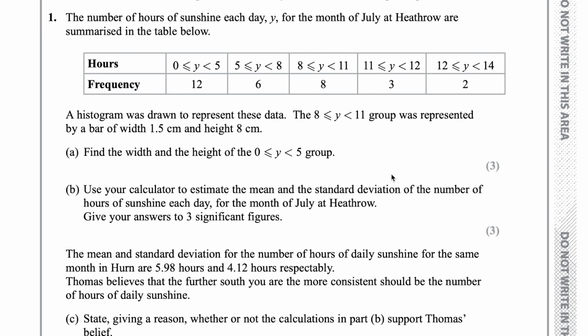Part B says use your calculator to estimate the mean and standard deviation of the number of hours of sunshine each day for the month of July at Heathrow. Give your answers to 3 significant figures.